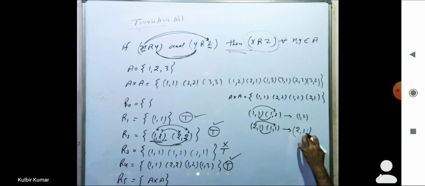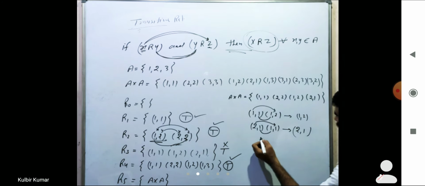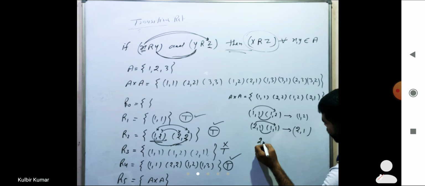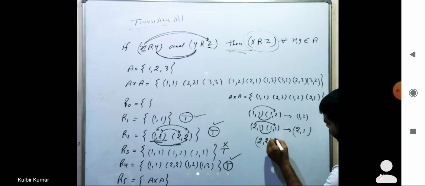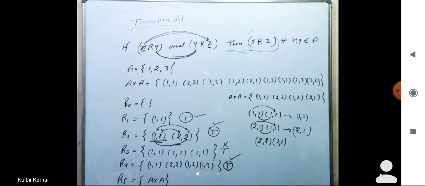So is 2,1 existing or not? Yes, 2,1 is existing, so no problem. What about the next one? If it is 2,2 and 2,1, then this y is matching, so there should be an ordered pair like 2,1. So there should be a 2,1 type ordered pair. This is also matching there, 2,1 is there, so no problem.